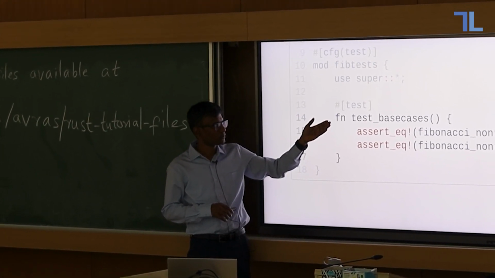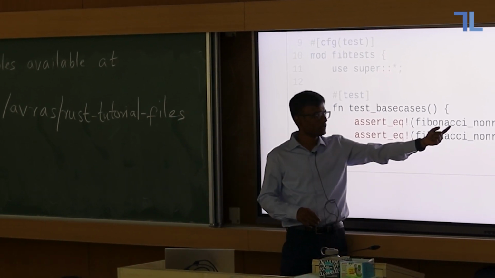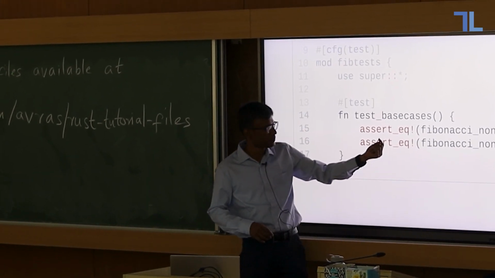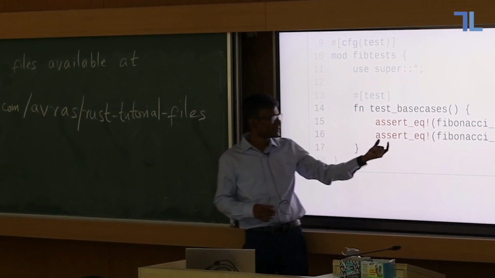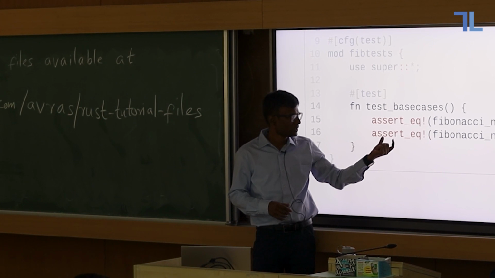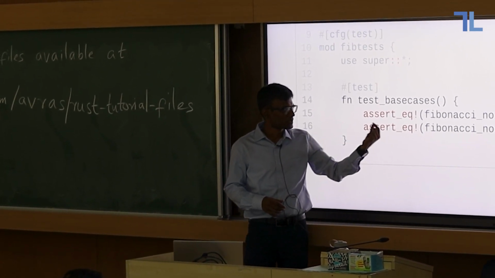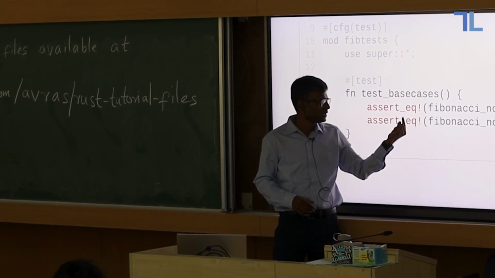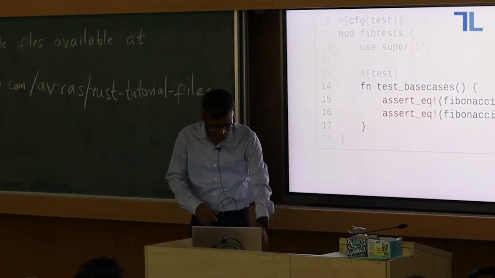And there are two tests. This test is going to test the base cases. So there are two base cases: when the input is 1, the output is also 1, and the second Fibonacci number is also 1. So we are just testing the base cases. And this syntax is again a convenience macro. It's going to assert_eq on the left hand side and the right hand side. That is, there are two arguments to assert_eq, and it will check that those two are equal.